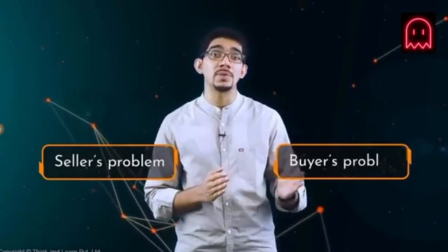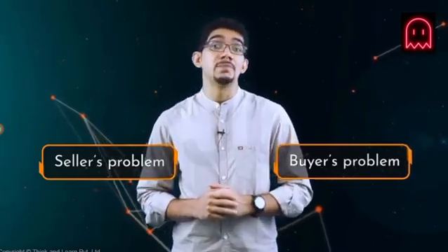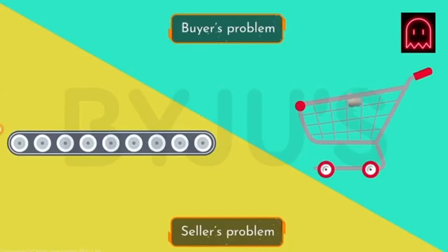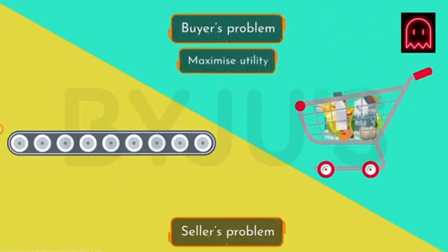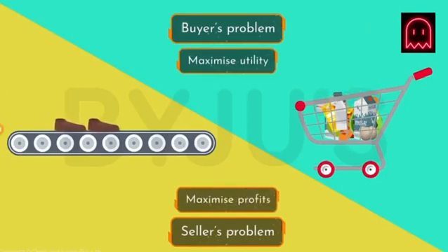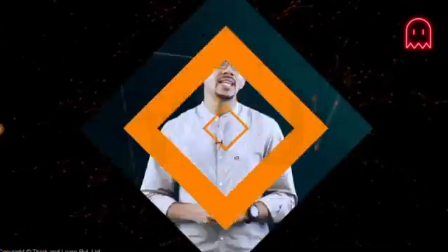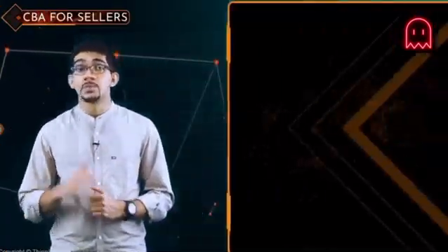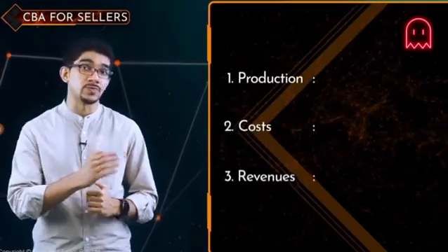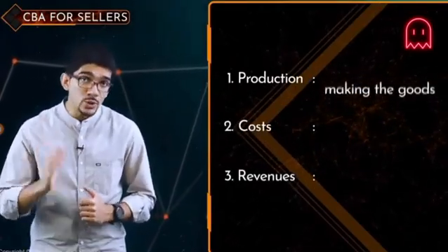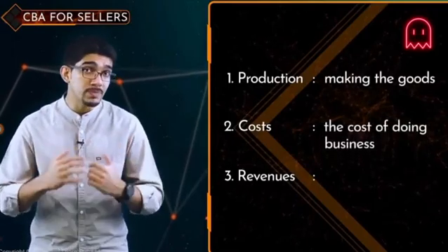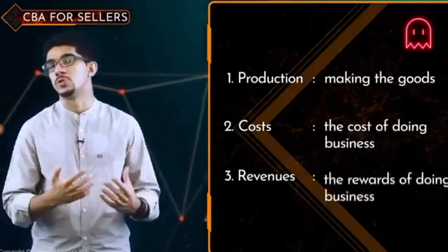We begin with the seller's problem when we analyze the producers, which is nearly identical to the buyer's problem discussed in the previous chapters. In much the same way that consumers choose the optimal bundle of goods and services to maximize their net benefits, sellers choose what to produce and how much to produce to maximize their net benefits or profits. The seller's problem has three parts: production, cost and revenue. That is, 1. Making the goods, 2. The cost of doing business, and 3. The rewards of doing business.